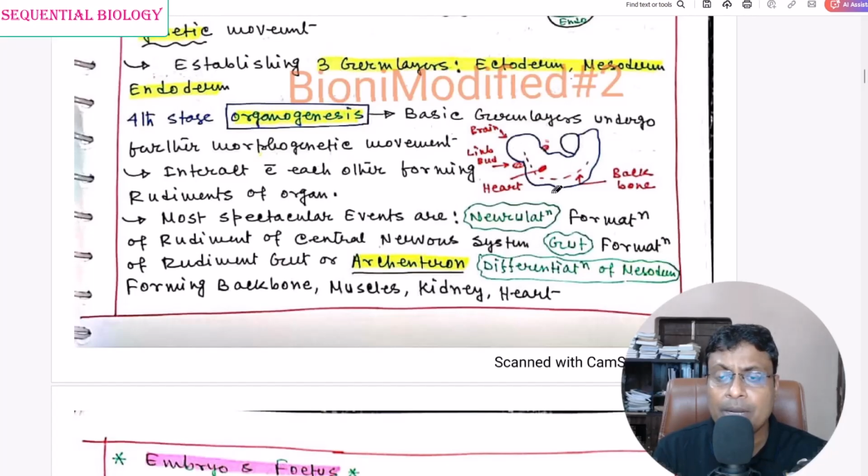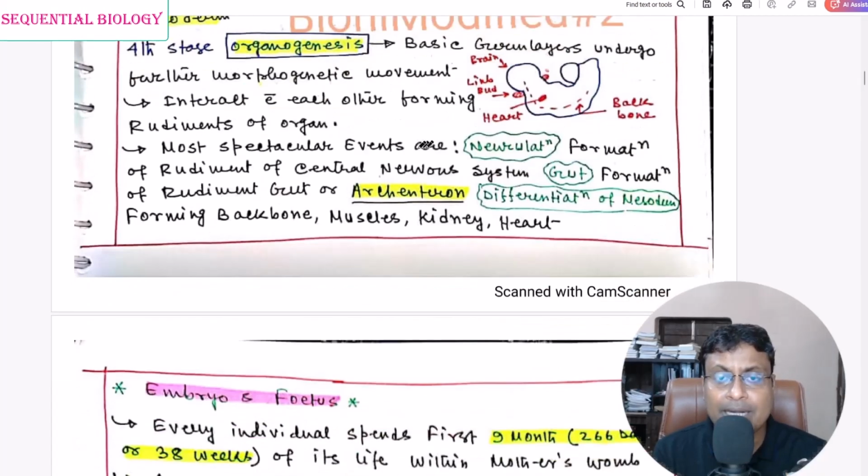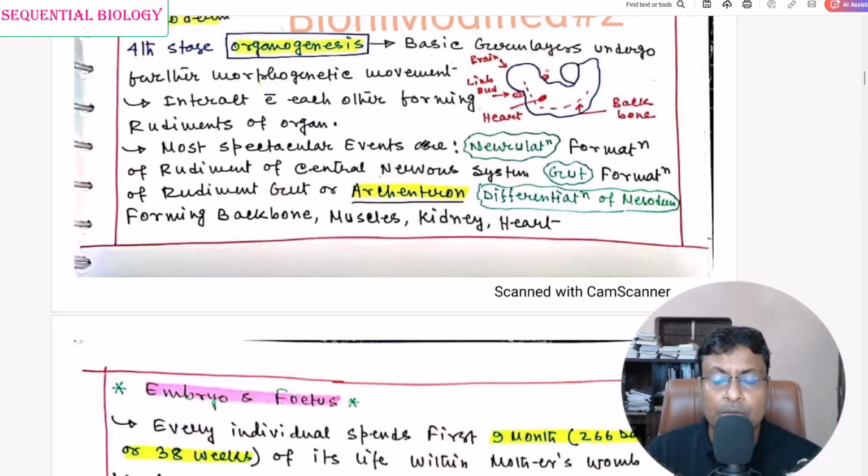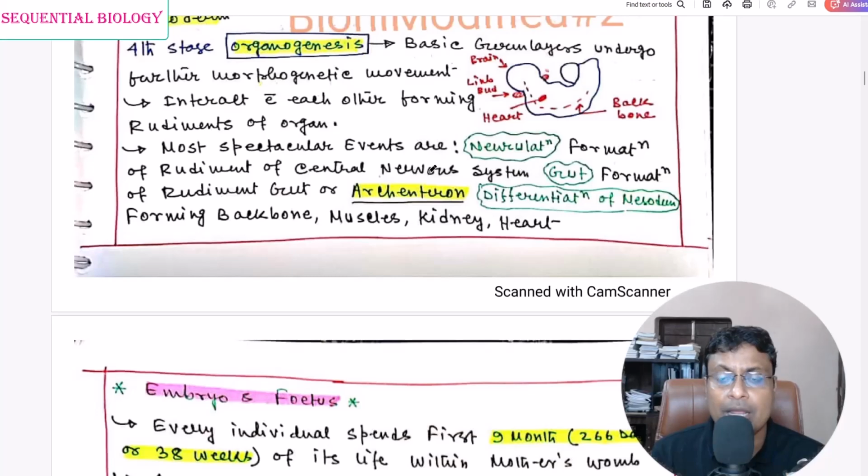So in this embryo organogenesis has started, and the cells interact with each other forming the rudiment of an organ. The limb bud is the rudiment of our hand, and the rudiments of organs are formed by the process of organogenesis. The most spectacular event during organogenesis is neurulation. Neurulation means formation of the rudiment of the central nervous system. Central nervous system means our brain and spinal cord, and also the gut formation.